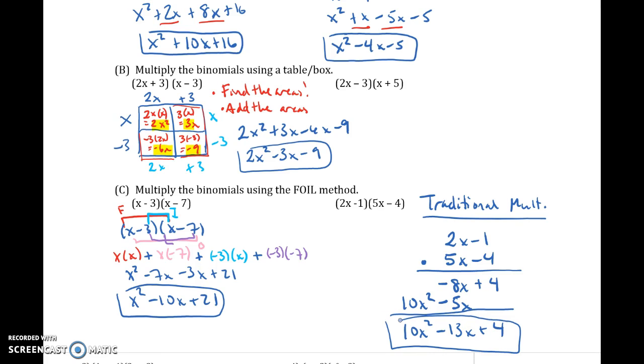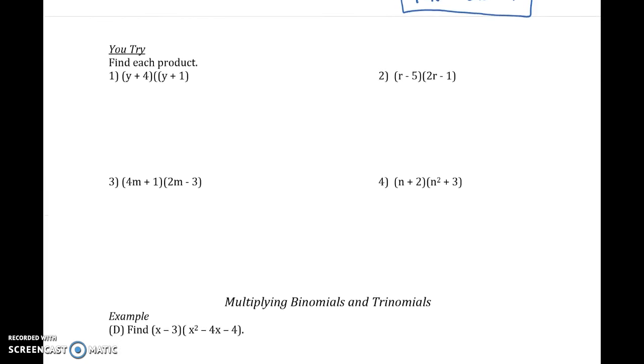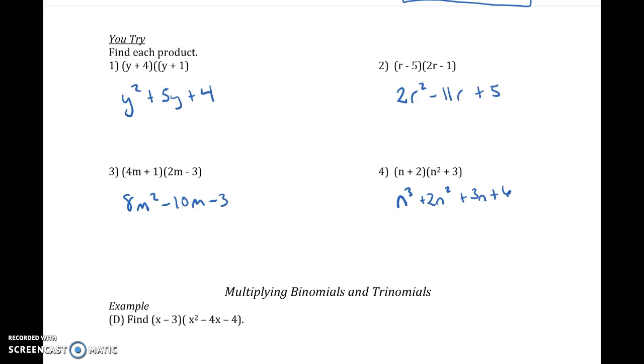So that is basically the 4 different methods you can choose from. I'm going to have you guys go ahead and try the you try in a moment, and then we'll come back and check your answers. Alright, so go ahead and do 1, 2, 3, and 4 using any method you want, and then we'll come back and we'll check. Okay, so check your work.